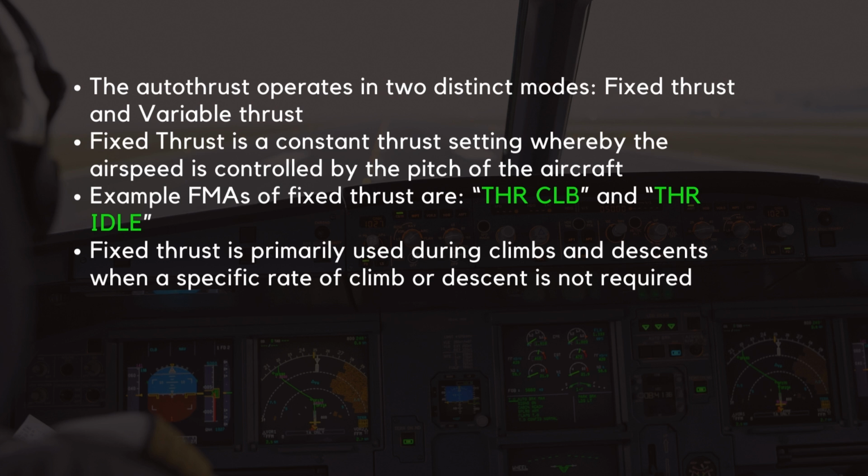Fixed thrust is a constant thrust setting whereby the airspeed is controlled by the pitch of the aircraft. Example FMAs of fixed thrust are thrust climb and thrust idle. Fixed thrust is primarily used during climbs and descents when a specific rate of climb or descent is not required.